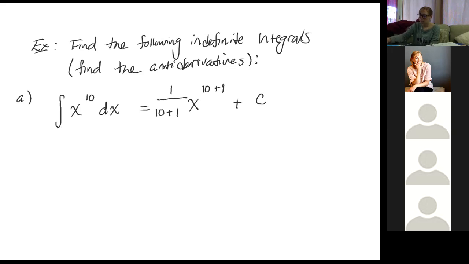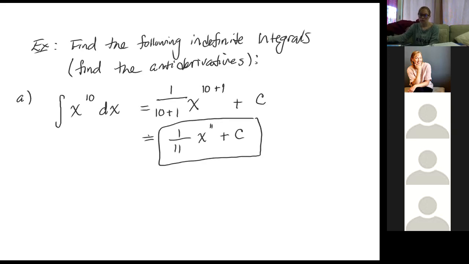I'm going to simplify this. This is equal to 1/11 x to the 11th power plus c. So there's my antiderivative. Questions on that?